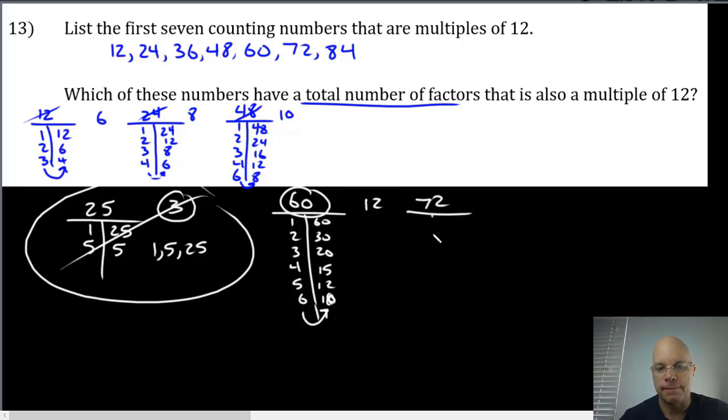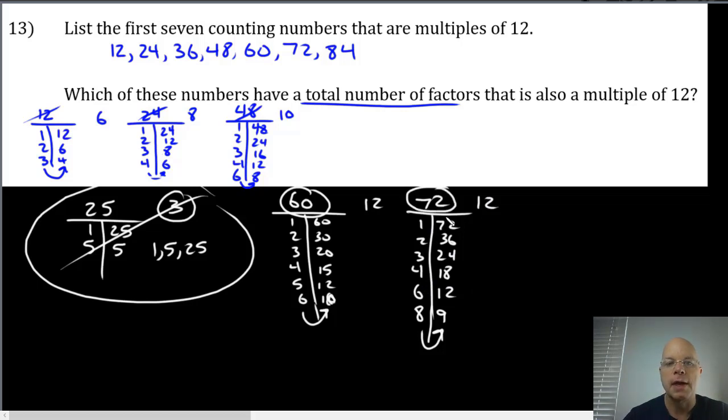72. It's 1 72. It's 2 36s. It's 3 24s. It's 4 18s. It's not 5 anything. It's 6 12s. It's not 7 anything. 8 works because I could double my 4 and half my 18. So 8 9s. That's 2, 4, 6, 8, 10, also 12 factors. So 72 is also one of the multiples of 12 that has a total number of factors that is also a multiple of 12.